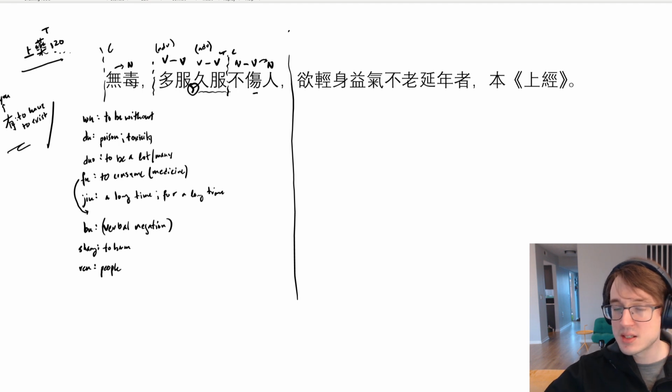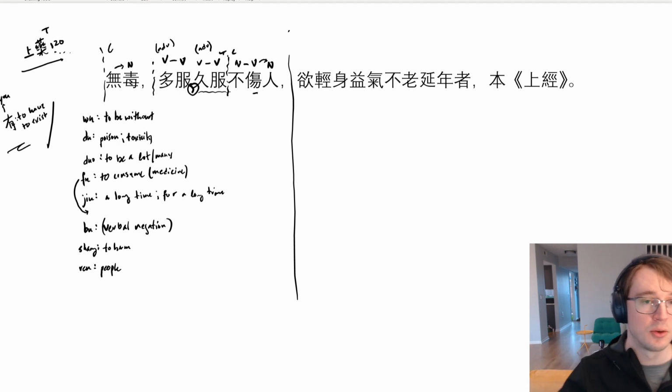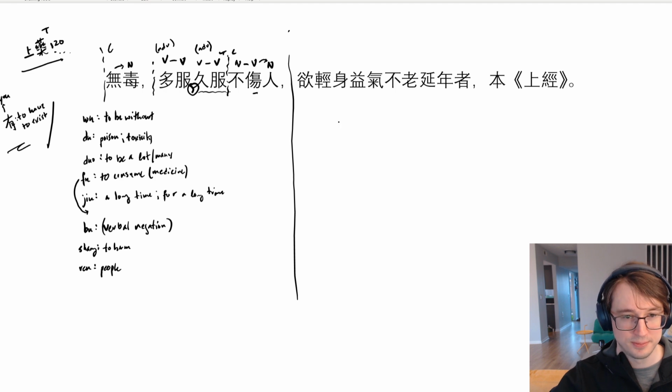This is one of the great, kind of elegant things about classical Chinese, that you can say all of these things in a very simple way like this. It gives you a situation, or in this case, even two situations, and then explains what we care about those two situations, which is that if you're taking a superior medicine for a long time or many times, it doesn't matter, it's not going to hurt you. Okay, cool.